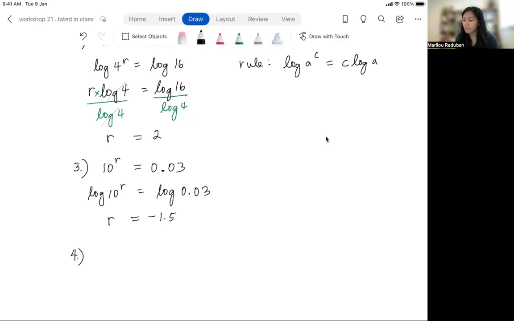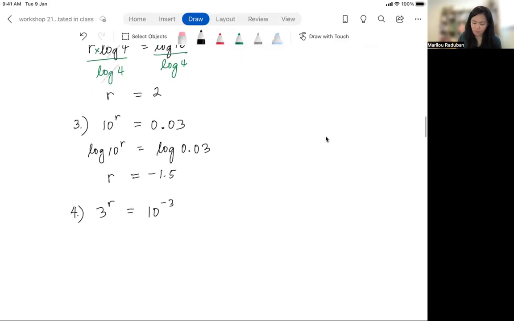Cool. All right, and the next one: 3 raised to r is equal to 10 exponent negative 3, and you want to solve for r. So the exponential equation is again by itself. It's just base 3 exponent r, except that the base is not 10, the base is 3. So you can just do the log right away, and you have to do the log on both sides of the equation.